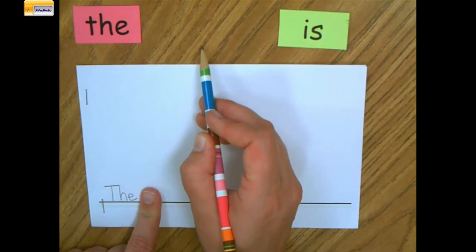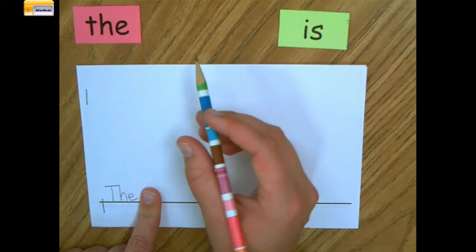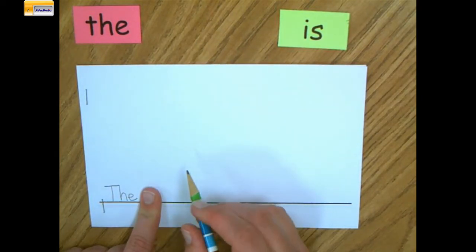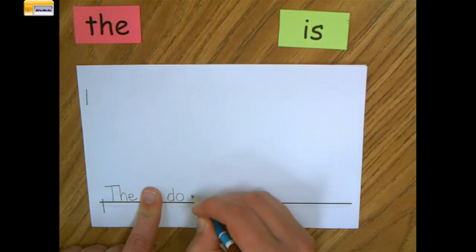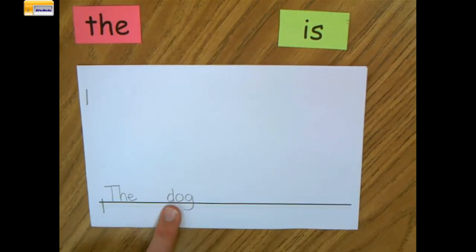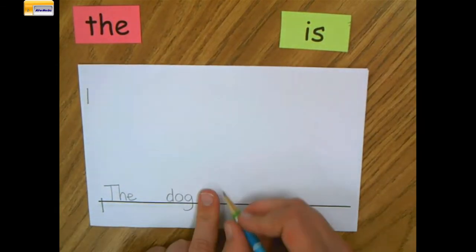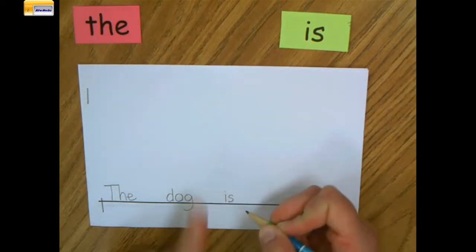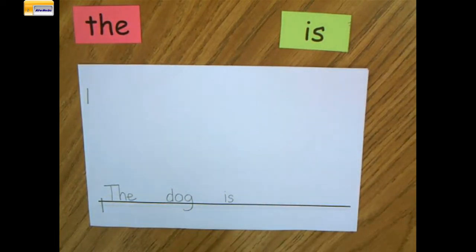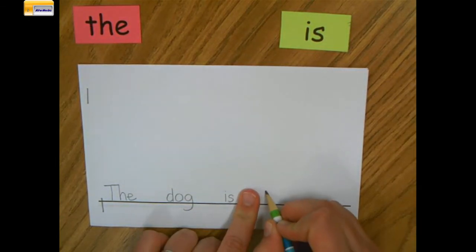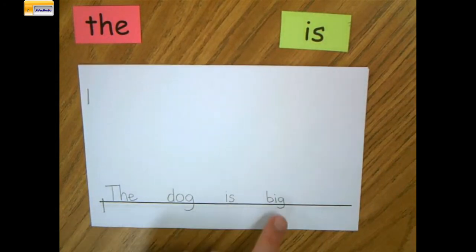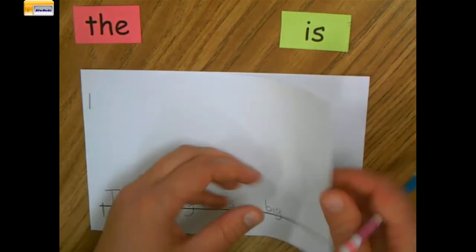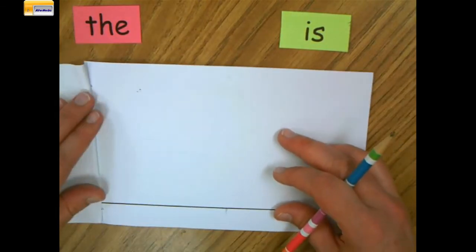Maybe it's on your word wall at school. I don't know it, so I'm going to say the sounds. D, A, G. D, A, G. The dog is. I'm going to leave a space and write the word is. The dog is. The first thing I was going to tell you is the dog is big. Big. The dog is big.